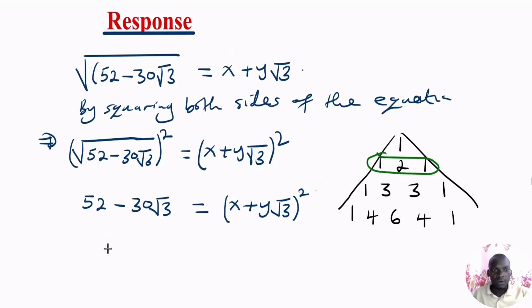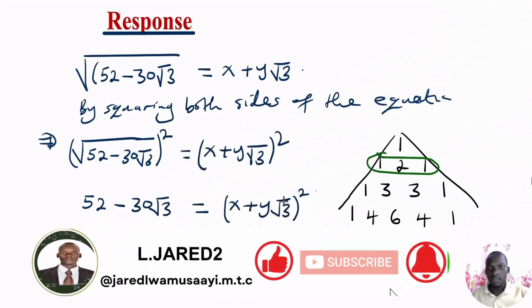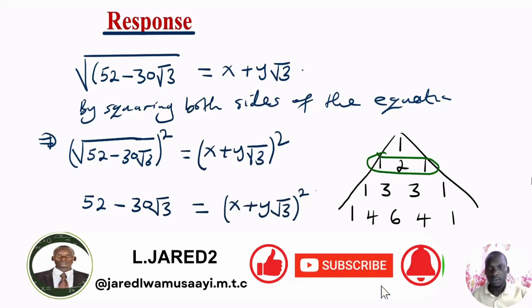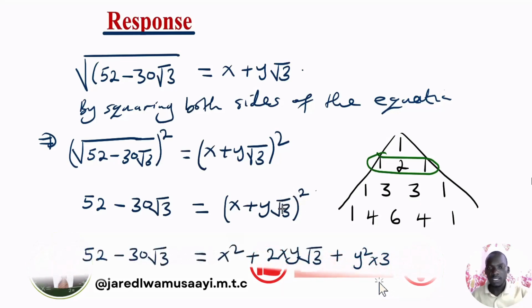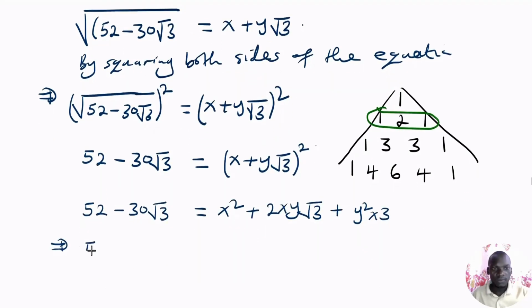Therefore, our next step is 52 minus 30 square root of 3 being equal to x squared plus 2xy square root of 3 plus y squared multiplied by 3, because we are now squaring this, whereby the y becomes squared and the square root of 3 becomes 3, because the square cancels with that square root. From this step, we need to simplify further, so that we have 52 minus 30 square root of 3 on the left hand side being equal to x squared.